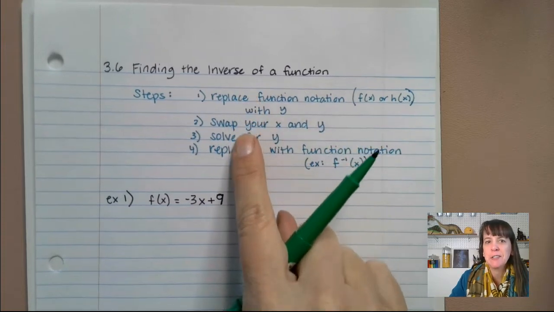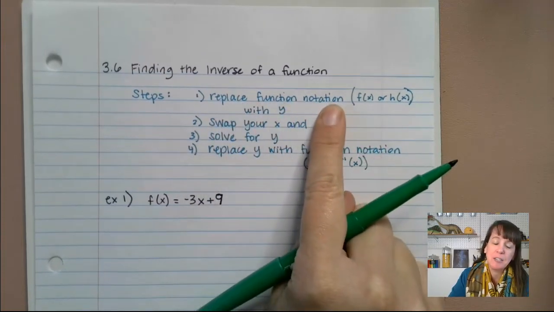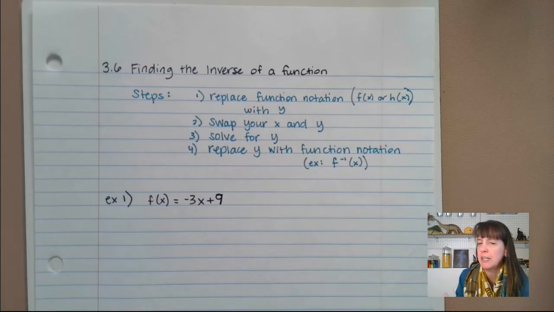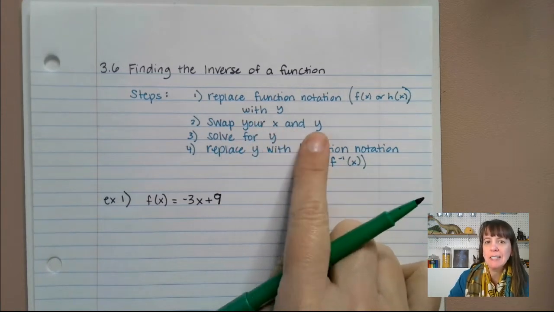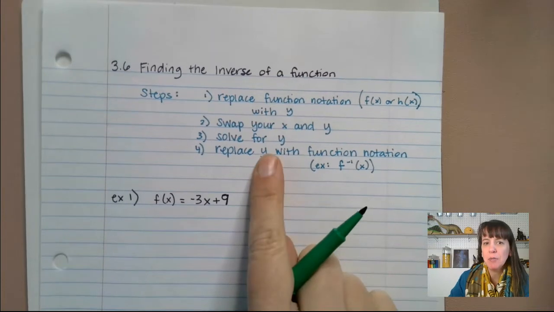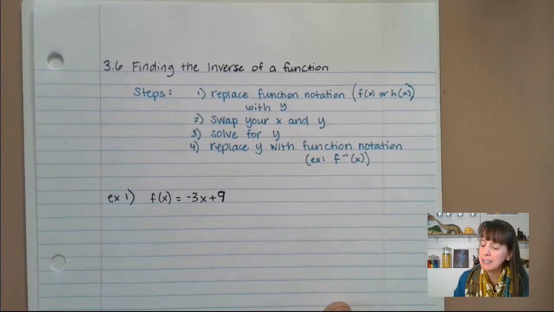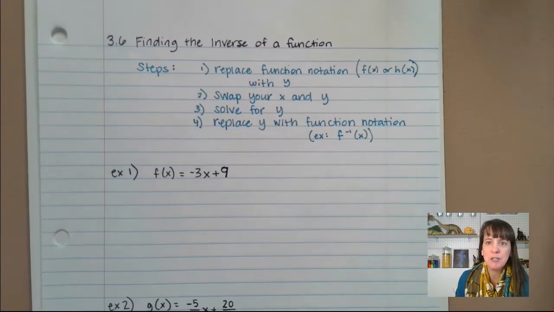Today we're talking about finding the inverse of a function. Here you'll find our steps. We're going to replace our function notation, that's just the f of x or the h of x, g of x, with y. We swap our y and our x, then we solve for y, and then we replace our y with our function notation. So let's jump right into an example.